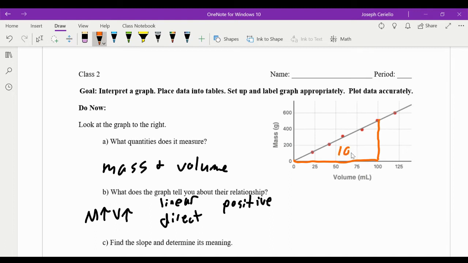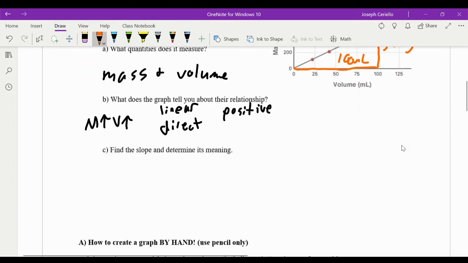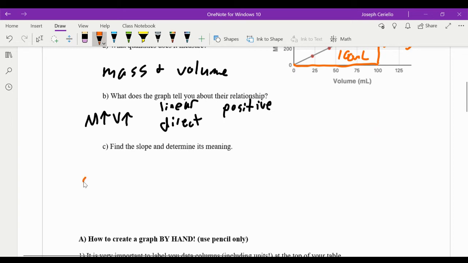So my run is 100 milliliters. And my rise is, I don't know, it's a little more than 450, maybe 460. Actually, never mind. That goes between 4 and 600. So it's a little bit more than halfway, so a little bit more than 500. So let's call it like 550. That's reasonable. Maybe not even. Let's just call it 510 grams. Okay. So slope is rise over run. That's how we're going to do it in this class.